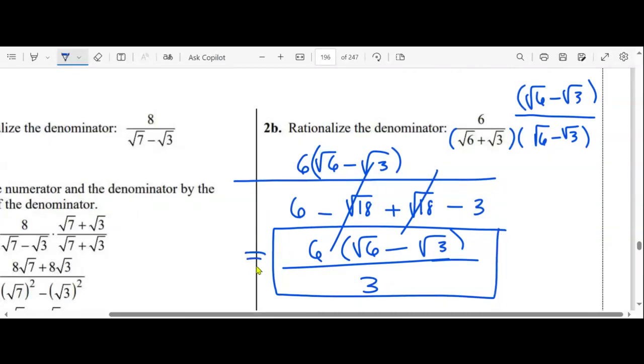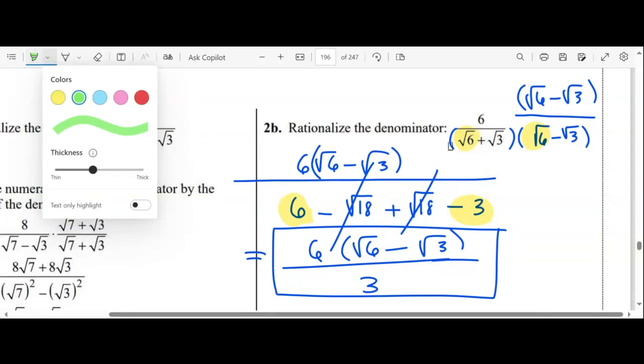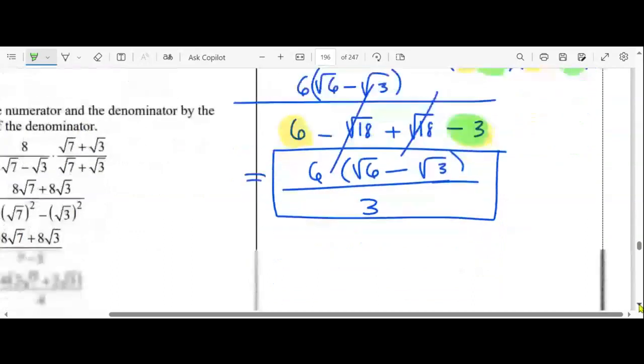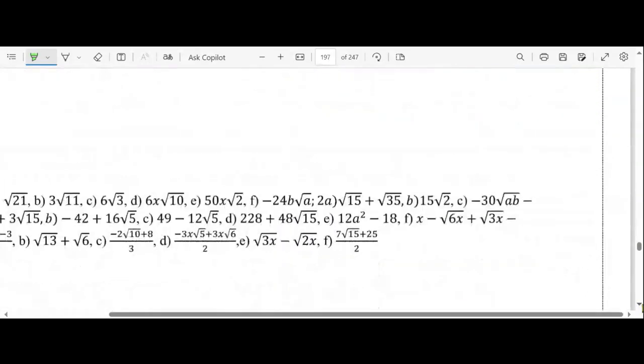No, it should be 10. Because it's the opposite sign, 3, negative 3 and positive 6. Because when you multiply square root of 6 times square root of 6, it gives you what? 6. Correct? And the square root of 3 times negative square root of 3, it gives you what? Positive. Okay? Let's go to the next one.